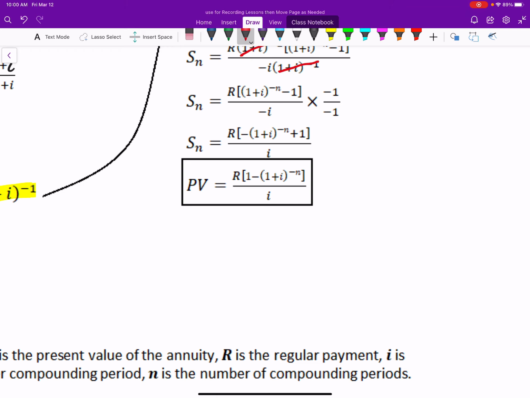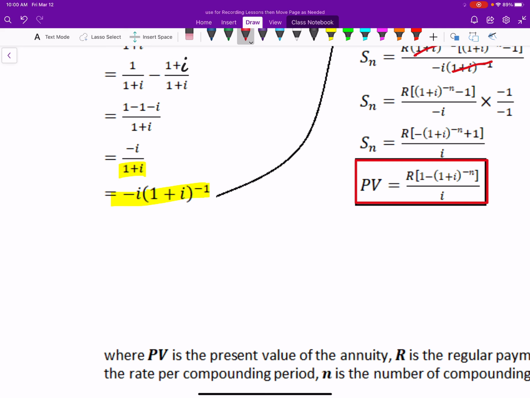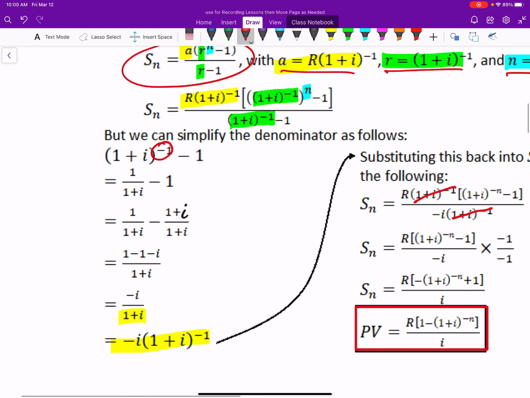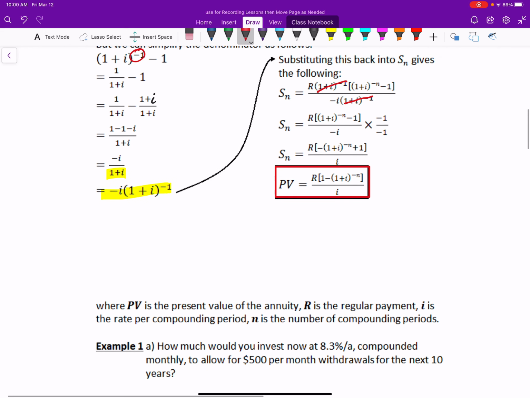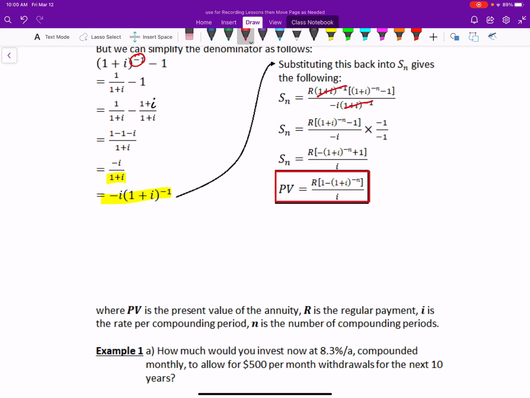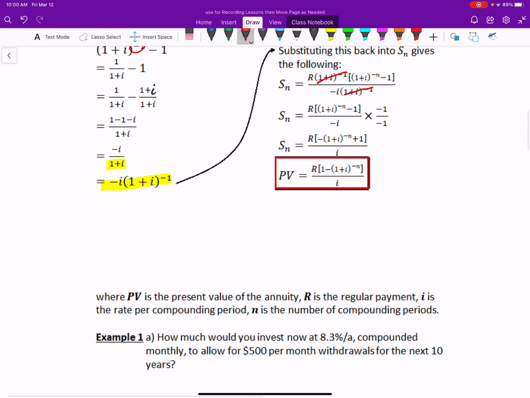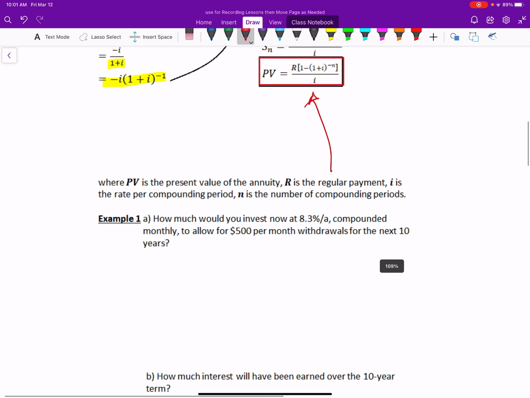The long story, to make a long story short, is that this is the formula for present value of an annuity. And this is all we have to use now in order to solve problems. So we can take present value and use it for different word problems that we need to solve. So again, we need to know that R is our regular payment, i is the interest rate per compounding period, and n is the number of compounding periods in this formula up here. So let's put it to use.